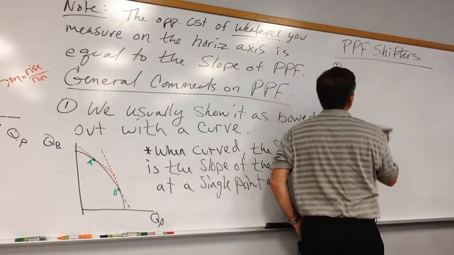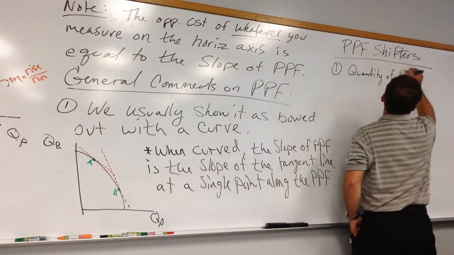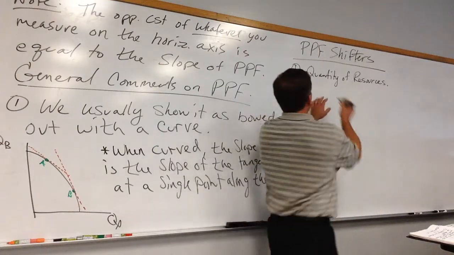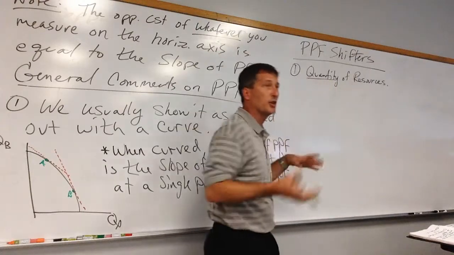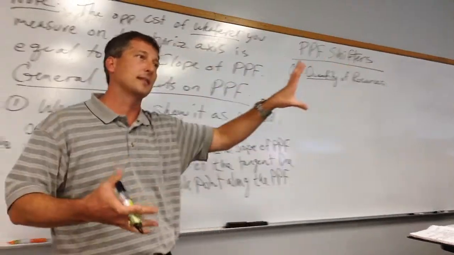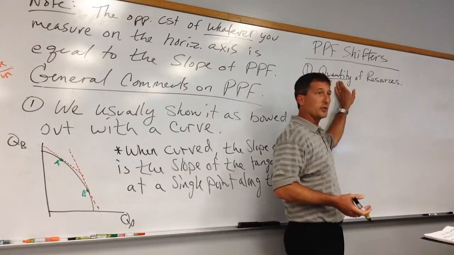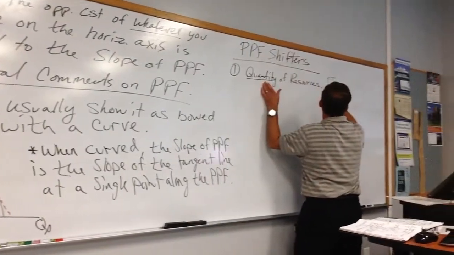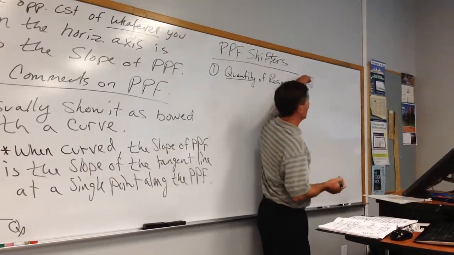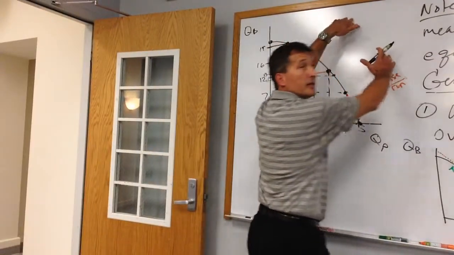So number one, quantity of resources. Now, I put quantity down to call that to your attention, that that's the thing that's really shifting it. It's not the price of the resources. Oh, it's just cheap labor. No, it's not prices. There might be an interrelationship, but at the very core of it, it's the quantity of resources. How much is in our bucket, right? We talked about the bucket of labor. If that bucket level fills, we have greater opportunities, right?